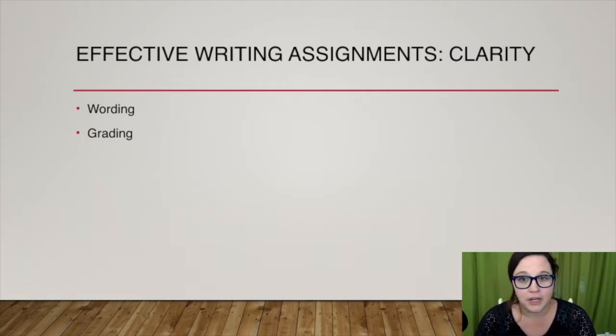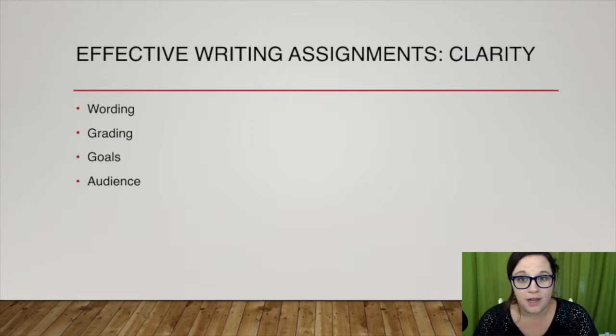Next, we need to be clear about the goals. Why are students writing this? Share that with them. They need to know. They also need to know the audience. We need to be clear about this. If they are writing it for us or their peers, maybe they're going to be writing for their classmates.